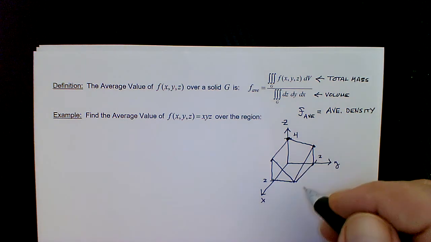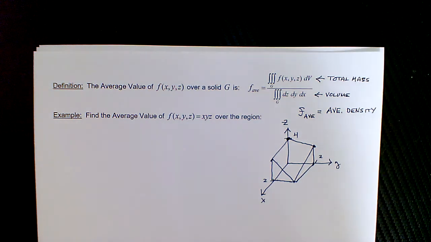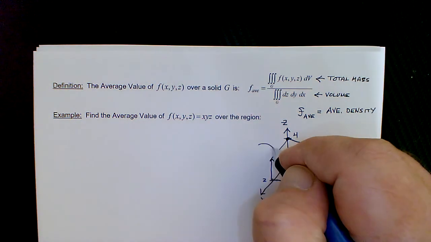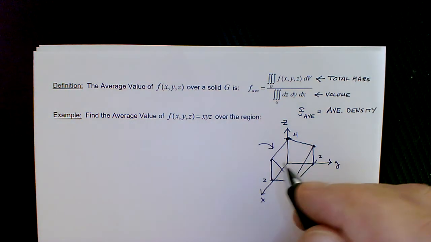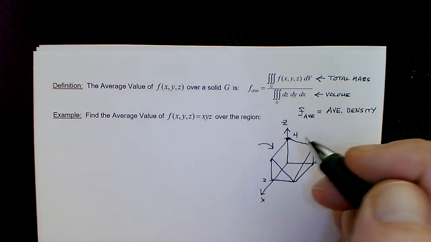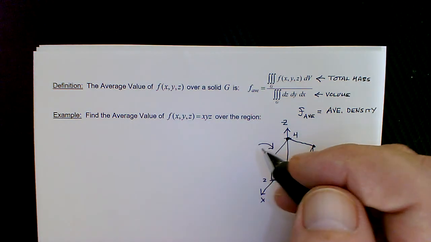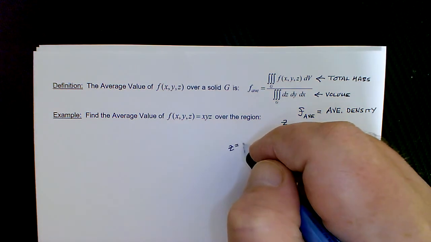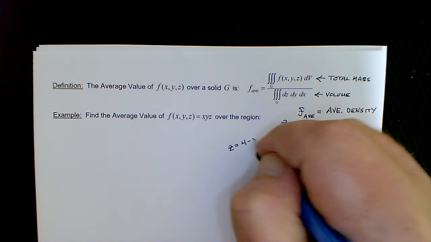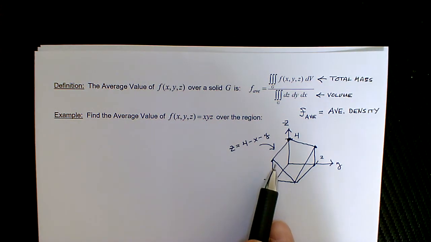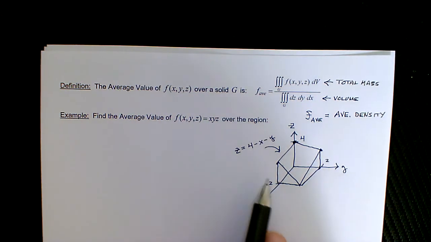So, this is where that plane has the equation of z equaling 4 minus x minus y. So it's really a tetrahedron, but we kind of cut it off and we didn't extend it all the way to the y and to the x-axis. So that's the region that we're considering.